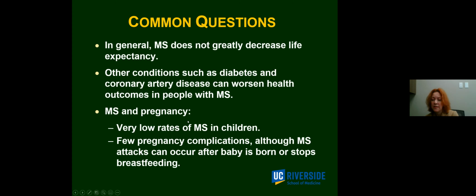MS and pregnancy: we take care of pregnant women who have MS all the time, and there are very low rates of transmission of MS to children. So having MS isn't a reason not to get pregnant if you want to have a family. And there are very few pregnancy complications in women with MS, because actually the estrogens in pregnancy are protective when you have MS. The issue, though, is that MS attacks can occur right after the baby's born, or right after the baby stops breastfeeding. So the estrogen levels drop and you can get an MS attack.